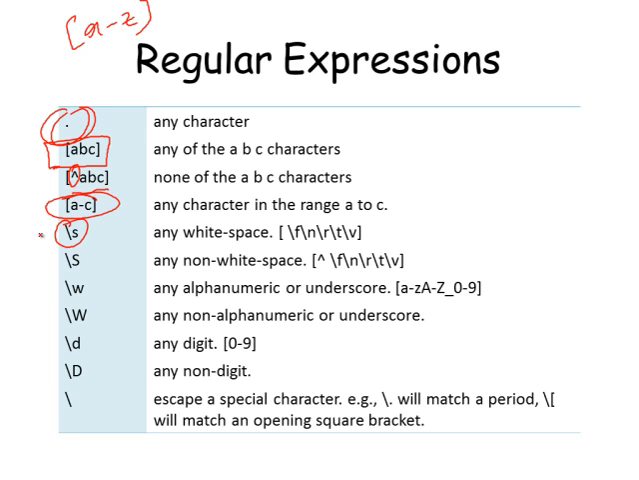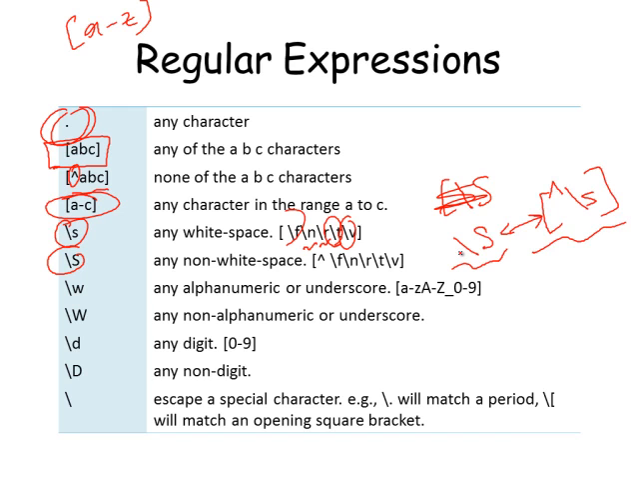\s will match any white space. And the white space characters are, I don't know what all of these are. So there are different space characters in addition to the normal blank space that you have. The \S is just negating that. So \S is equivalent to saying square bracket, caret, \s. So these are two different ways of referring to non-space characters. Okay?